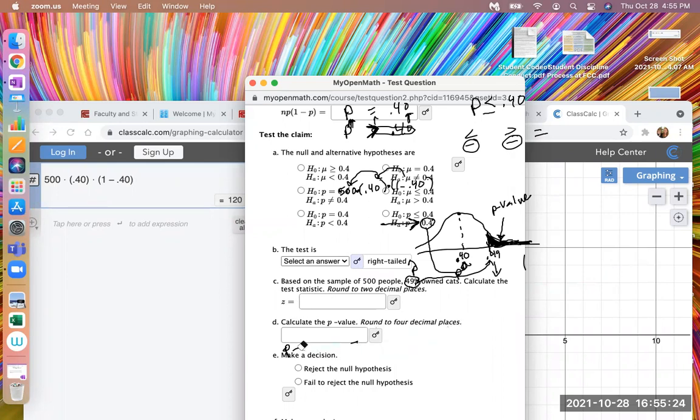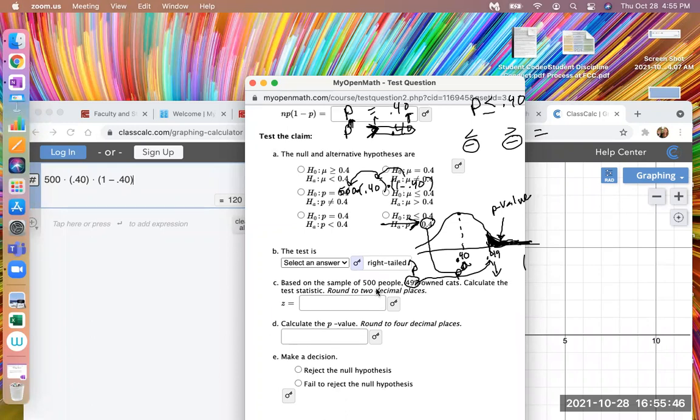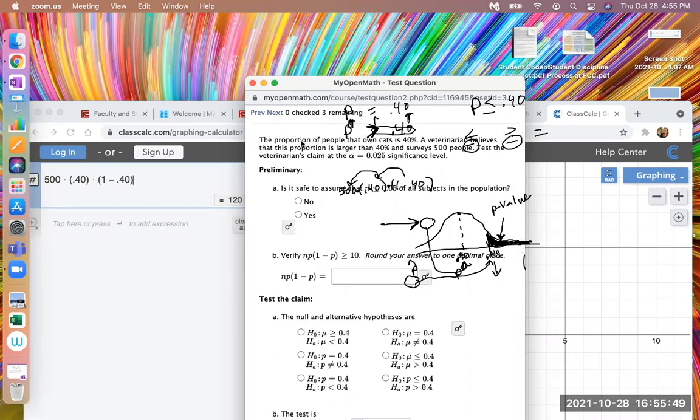So like I said, we go to the calculator. Well, we do have to make sure that we ask, is this a mean problem? Because if it's a mean problem, we need to use a t-test. But if it's a proportion problem, then we need to use a one prop z-test. So this is a proportion problem. It is pretty clearly stated in this particular problem, because it says the proportion of people that own cats is 40%.